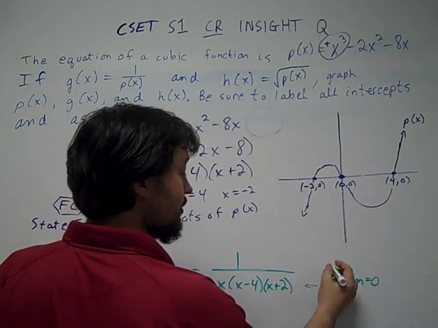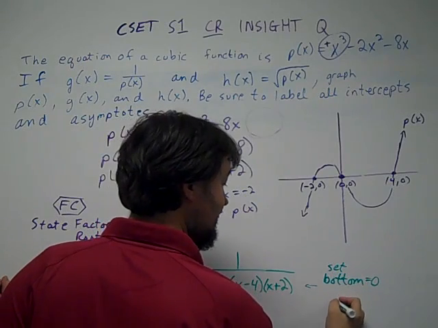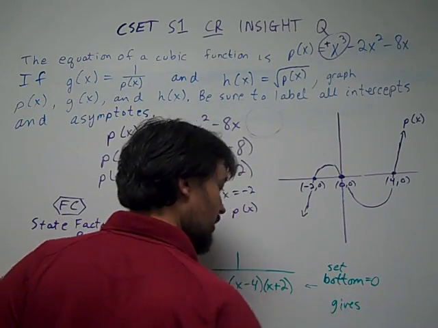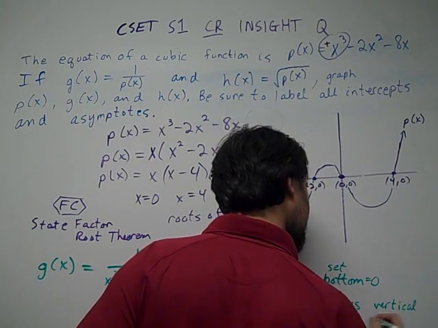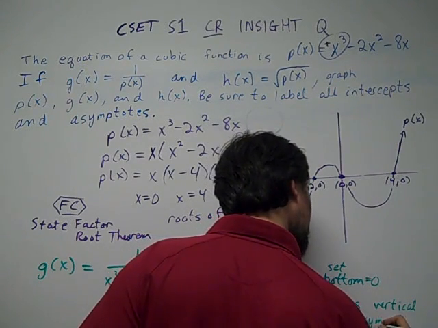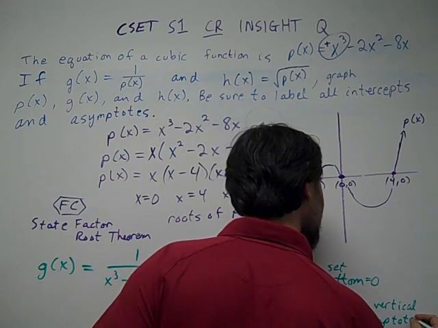Now, set the bottom equal to 0, and that gives you your vertical asymptotes. Notice I said vertical asymptotes, not all the asymptotes.